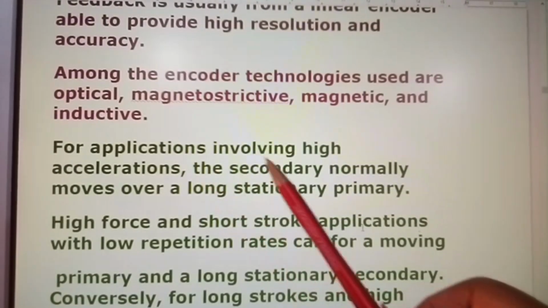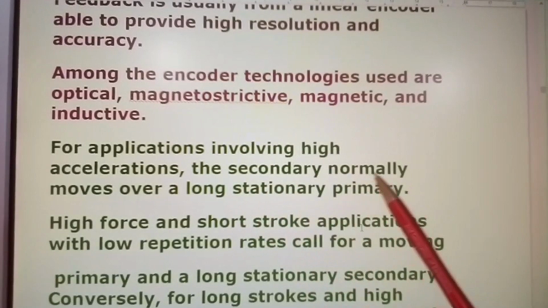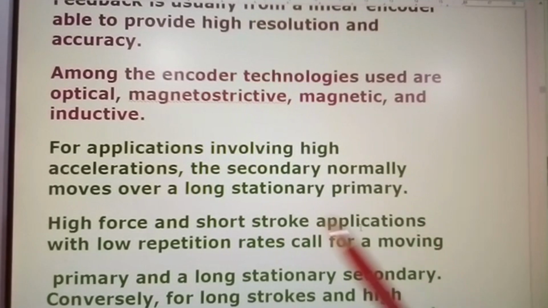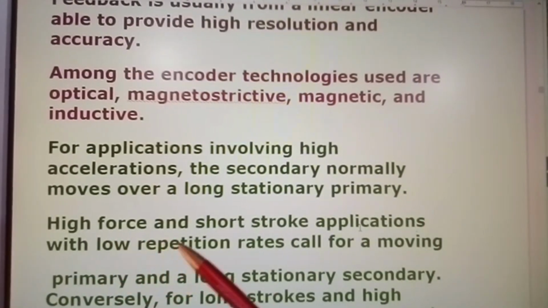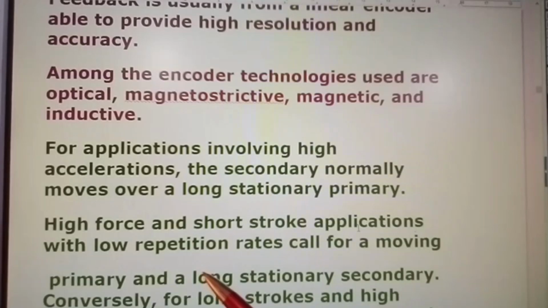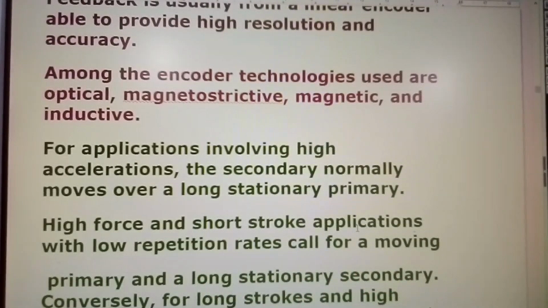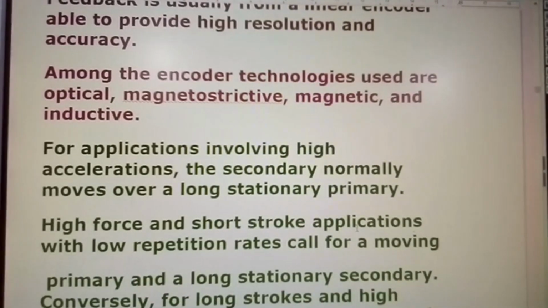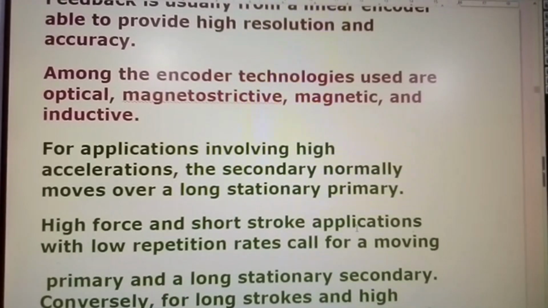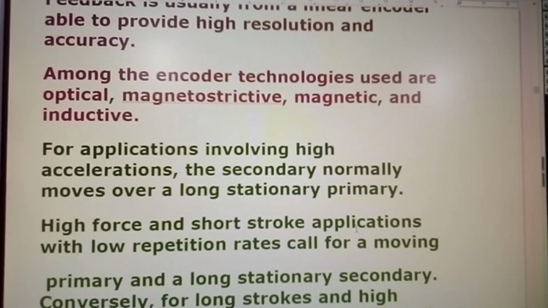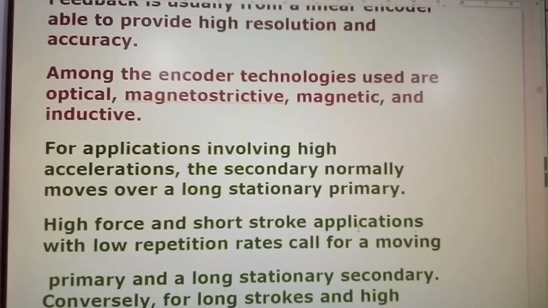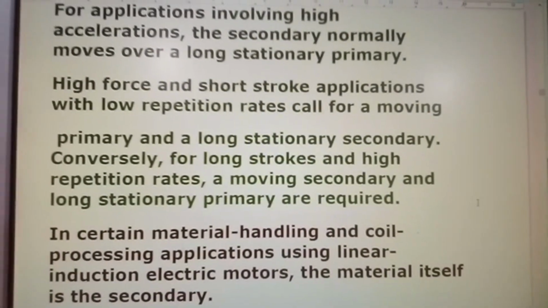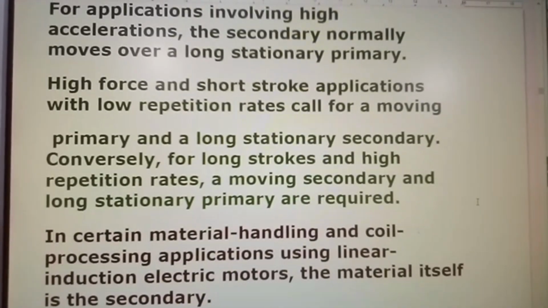For applications involving high acceleration, the secondary normally moves over a long stationary primary. High force and short stroke applications with low repetition rates call for a moving primary and a long stationary secondary. Conversely, for long strokes and high repetition rates, a moving secondary and long stationary primary are required. And this is telling you the strokes of the machine.